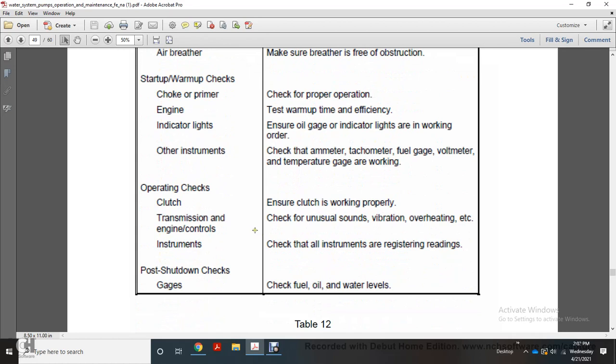Operating checks. Clutch: ensure the clutch is working properly. Transmission and engine control: listen for unusual sound, vibration, overheating, etc. Instrumentation: check all instruments and their registered readings.